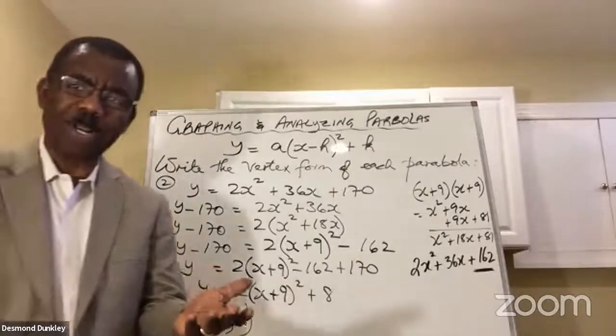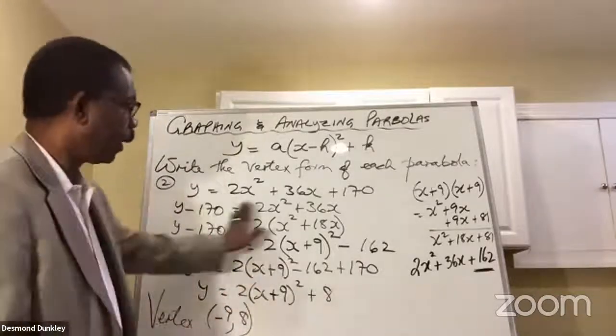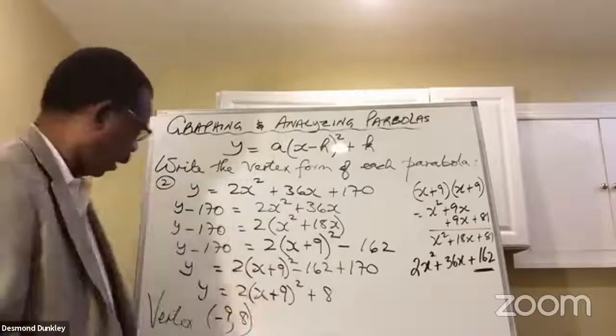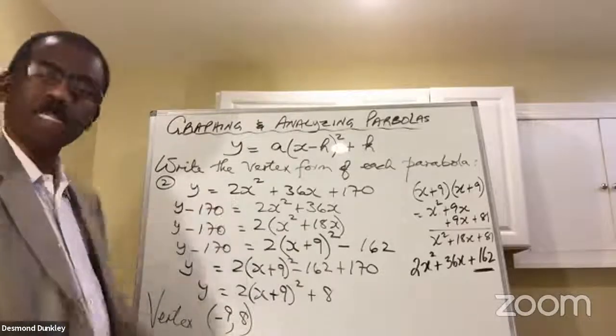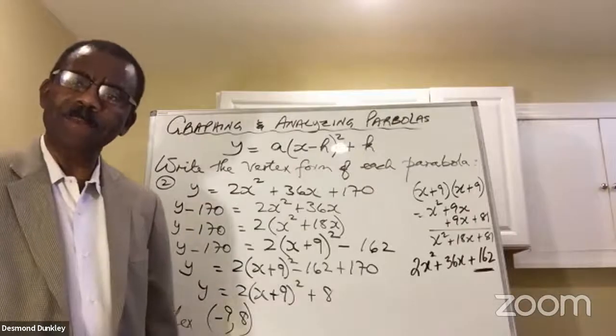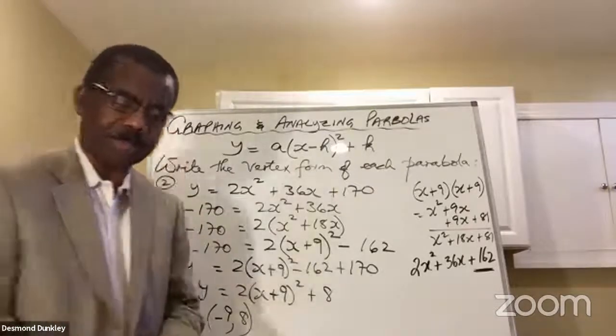Again, you know the question I'm going to ask. Without doing all of this, would I get a vertex of negative 9, 8 from the original equation? Would we? Let's find out.